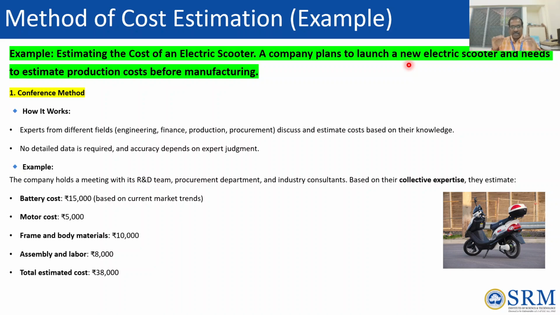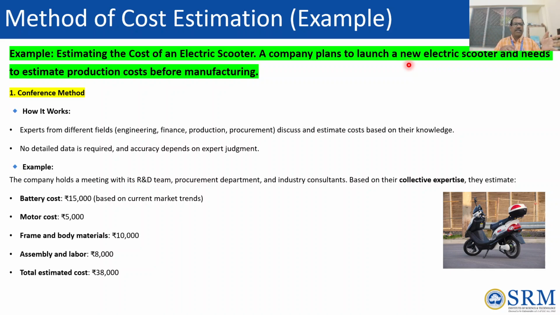So all will be discussing at a particular table in their particular fields. They will sit and estimate the cost. It all depends on their knowledge. So no detailed data is required, and accuracy depends on the expert judgment. They don't come with prepared data sheets with numbers and quantities, but they will say, okay, this is much, I may need this much, it's a new cost, like that. So this is what the conference method is.